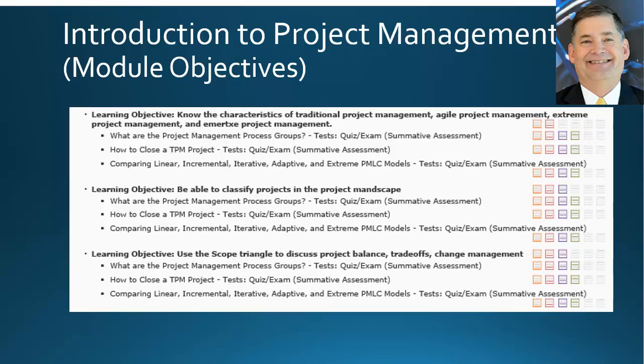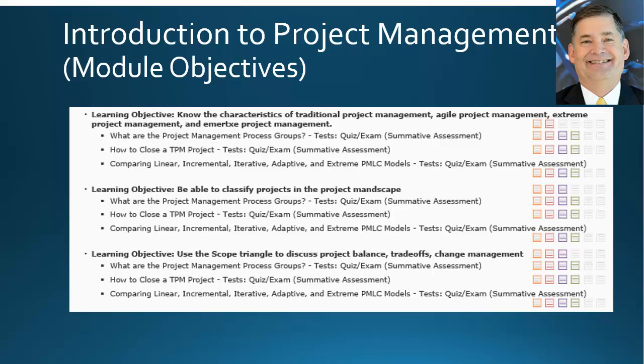We'll move in to look at some of the characteristics associated with traditional project management, agile project management, extreme project management, and emergency project management. We'll be able to classify these projects in the project landscape, not manscape. I'm not quite sure what a manscape is. And then be able to talk about characteristics that allow that classification.